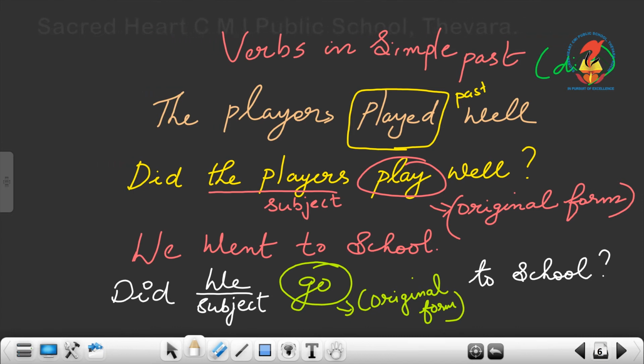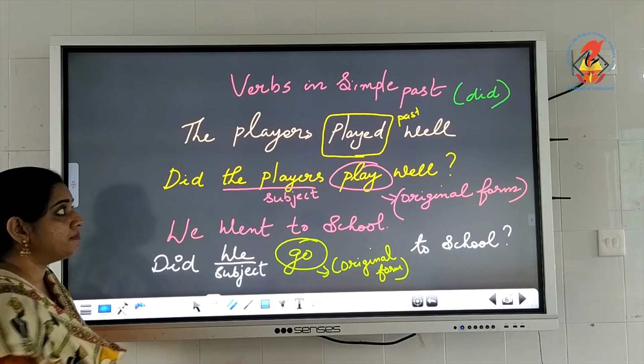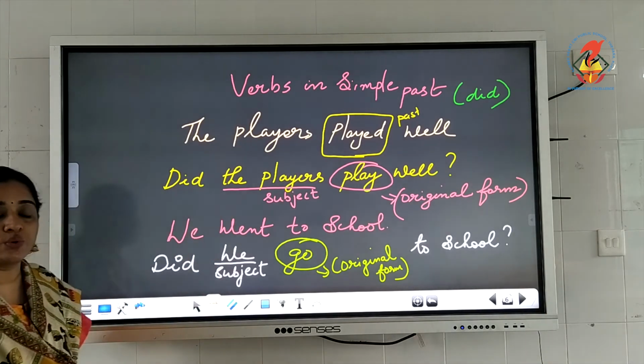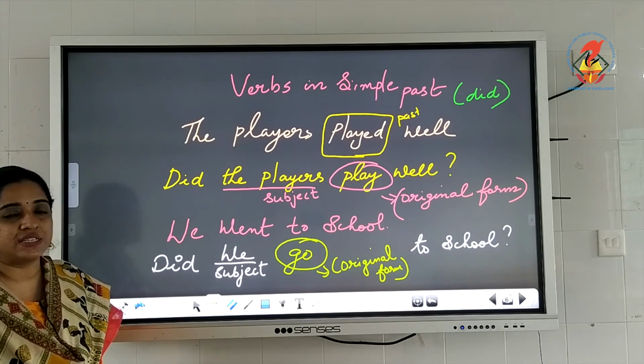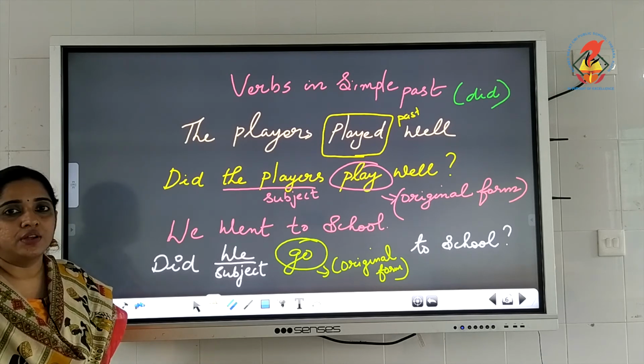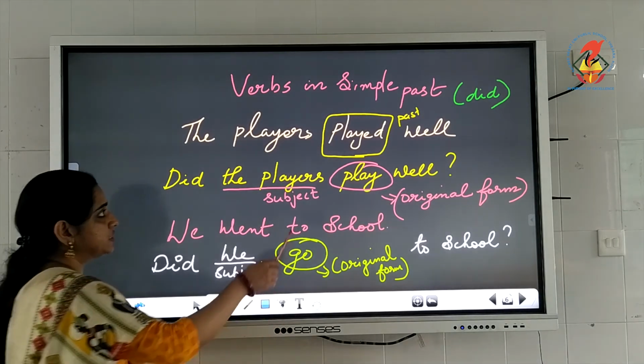If the verb is in simple past tense, what do you have to do? Let's see that. The players played well. What tense is that, children? Here played is past tense. Play is present tense, played is past tense. So if the verb is in past tense, which question word should you use? Do, does or did? Did is used as a question word if the verb is past tense.